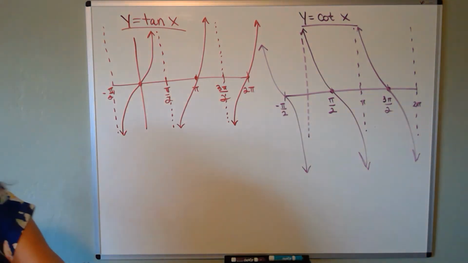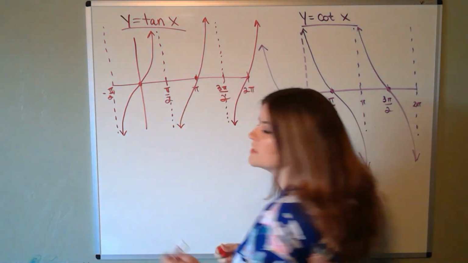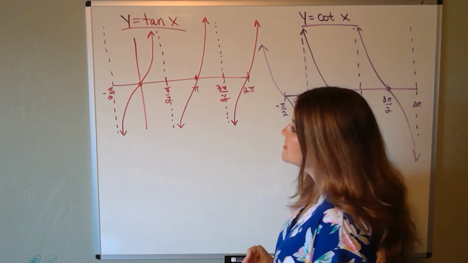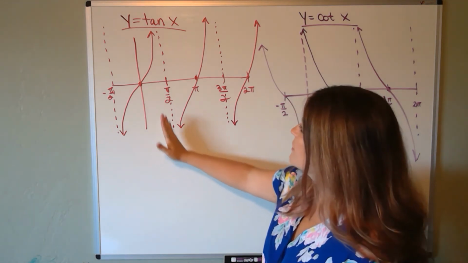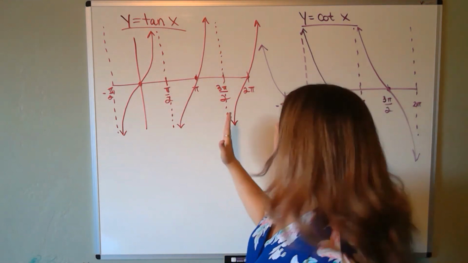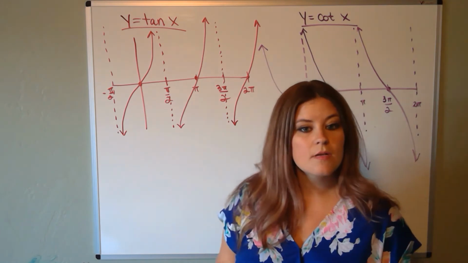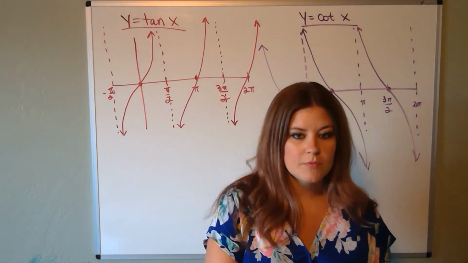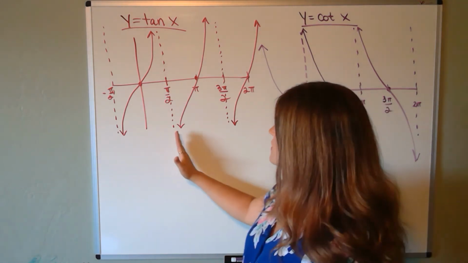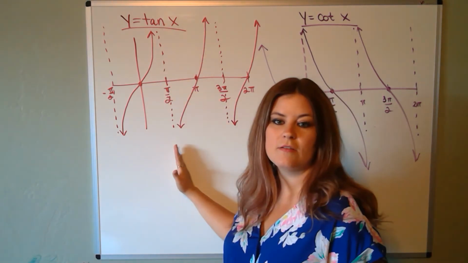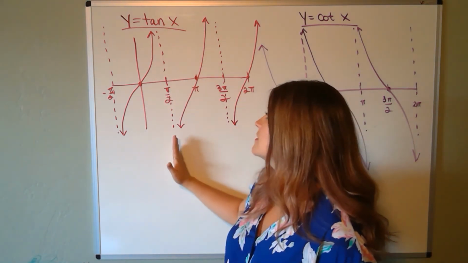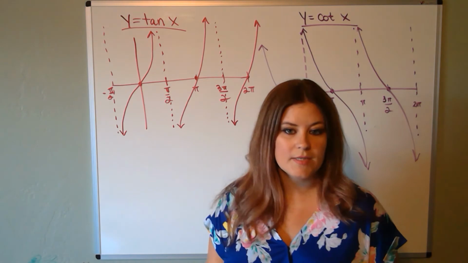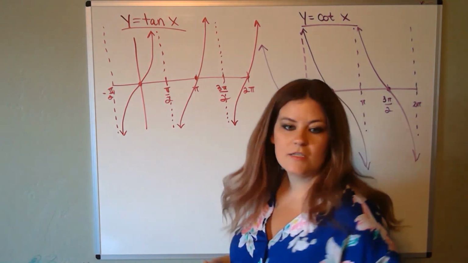Let's start with the tangent. So here's what you need to know about tangent. Notice on this graph, there are some dotted lines. You guys, these are what we call asymptotes on a graph. You should have heard that word before, probably in algebra. It just means the graph is undefined there. The function tangent doesn't exist at these points. So you guys, that changes your domain.